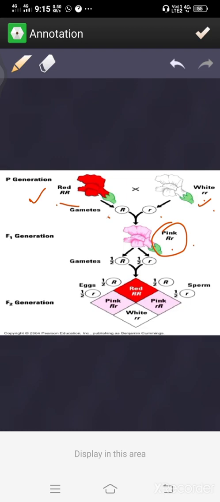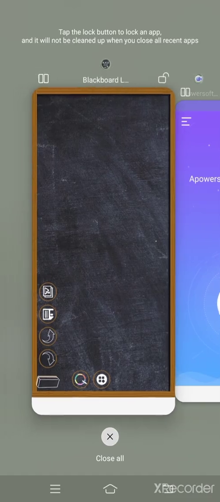So here again we go for selfing. In selfing he gets a 1 to 2 to 1 ratio, as in Mendel's law. But the phenotypic ratio is different and the genotypic ratio is different. Let us go with this again. I will explain it here. So the parents taken were red and white.